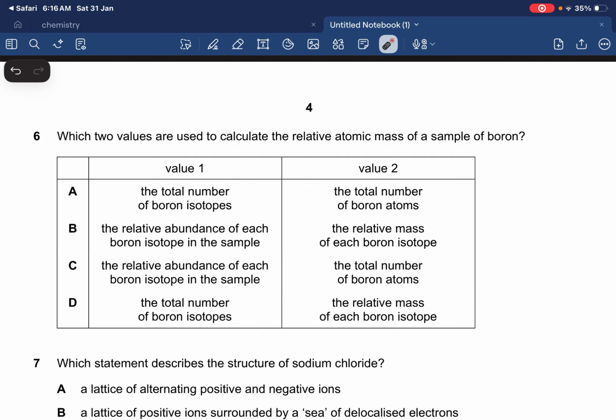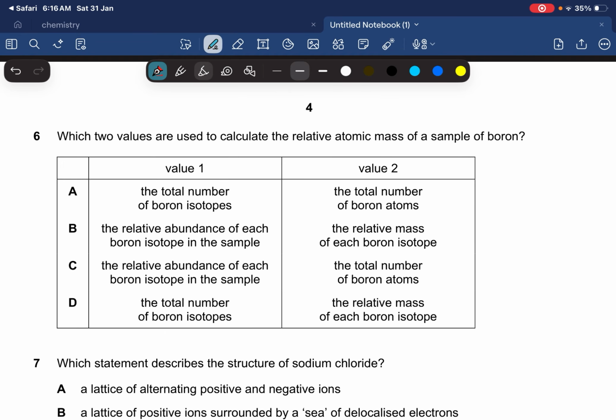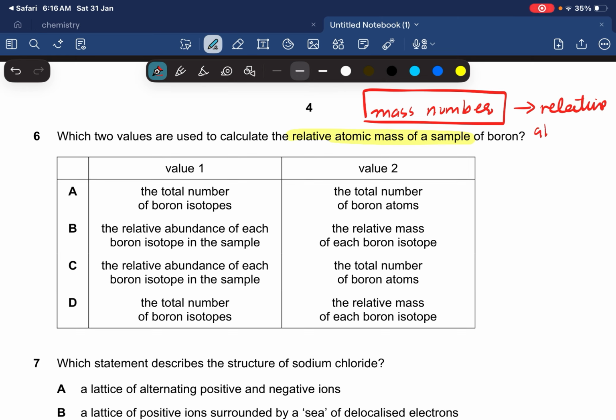Which 2 values are used to calculate the relative atomic mass of a sample of boron? What do you take when you're calculating the relative atomic mass? I think that's simple. We just take their masses and we take their relative abundances. The number of isotopes never mattered. If you know that formula, mass times abundance of the first plus mass times abundance of the second, divided by the total abundance, you just need the mass and the abundance.